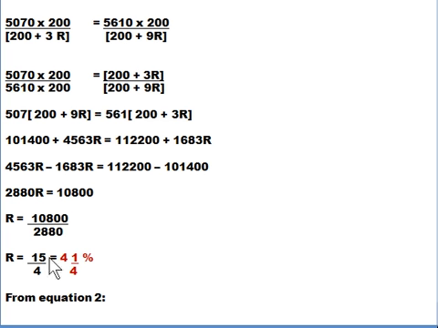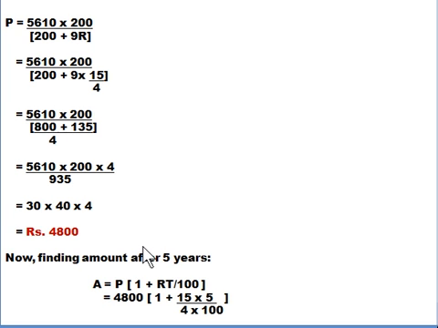Now we are going to substitute the value of R in either of the two equations that we have formed earlier. So let's use equation number 2. Equation number 2 was P is equal to 5610 into 200 upon 200 plus 9R.